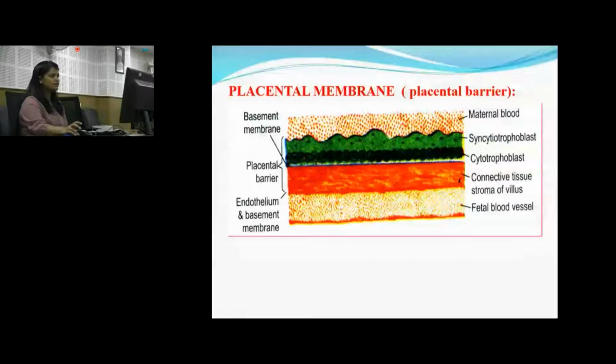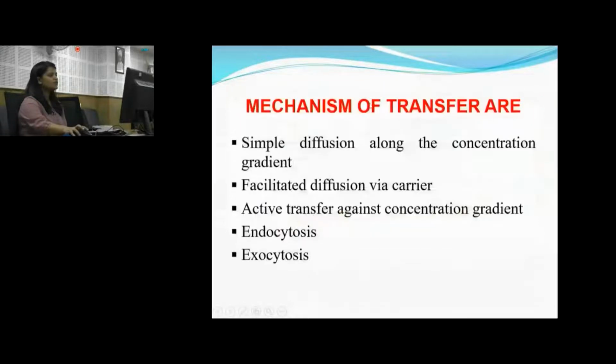Now this is the placental barrier or the placental membrane. You can see here the maternal blood is flowing in the intervillous space. Then there is syncytiotrophoblast, cytotrophoblast, connective tissue stroma of the villus, then endothelium and basement membrane and fetal blood vessels. What are the mechanisms of transfer?